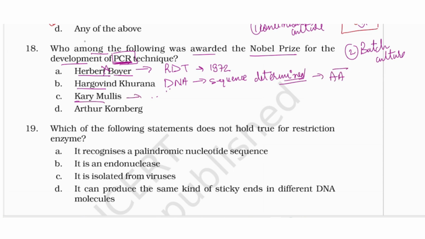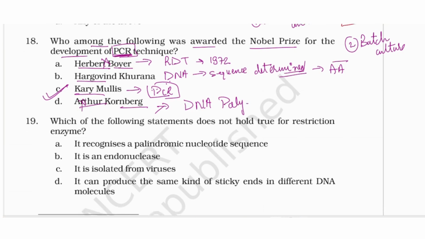Kary Mullis has given the PCR, that is correct, and also the answer. Arthur Kornberg actually discovered the DNA polymerase. Okay, DNA polymerase, so this is also not the answer. So we will go with Kary Mullis.